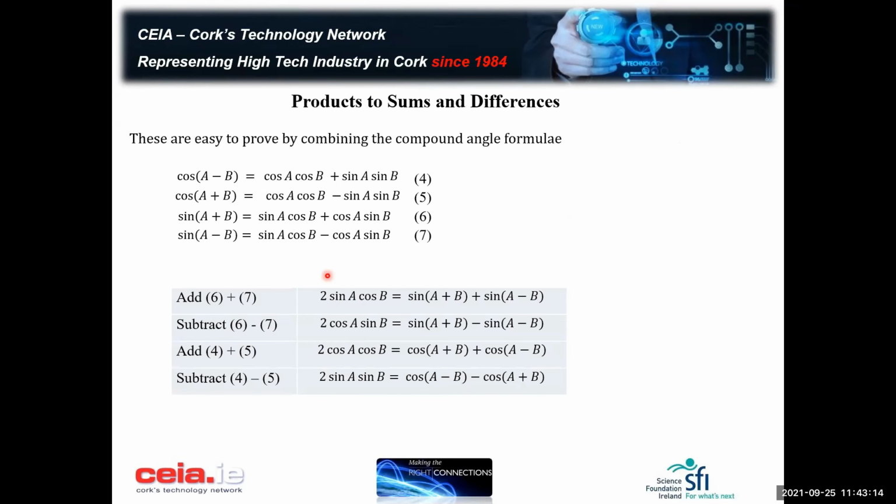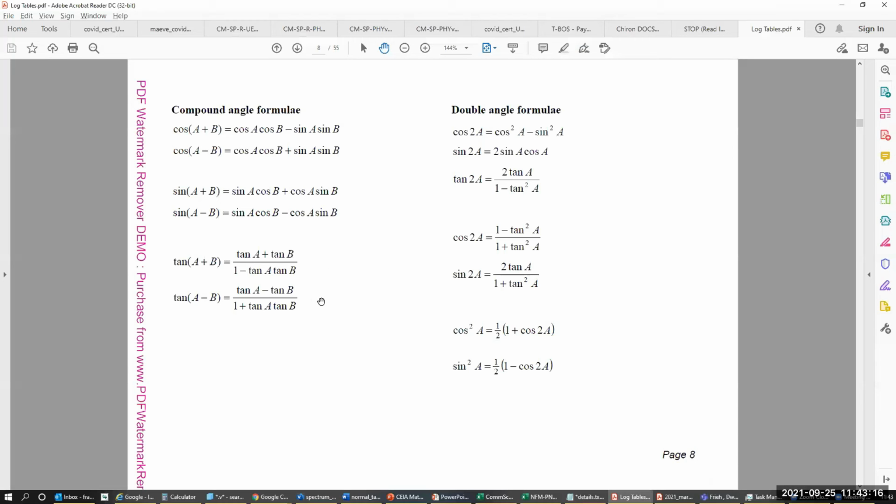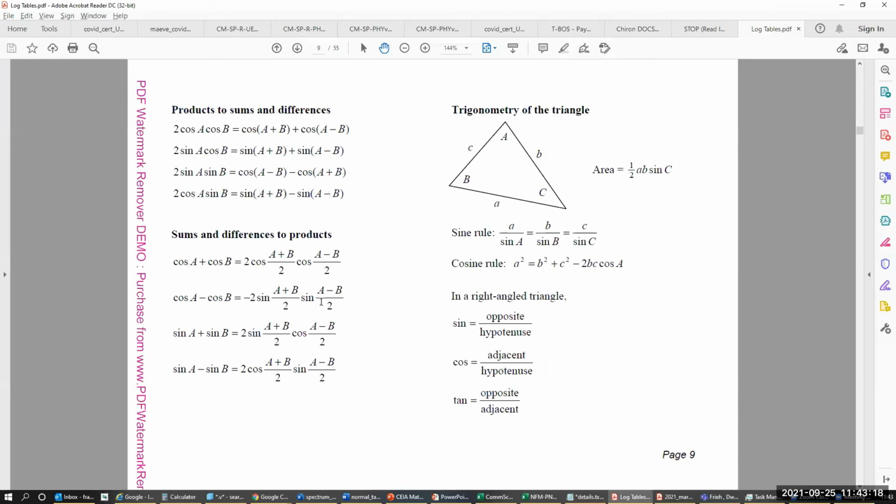Now, I'll just go back to the log tables here. There are these other, more complicated looking formulas. They're called products of sums and differences, and sums and differences of products. These I wouldn't say you need to remember, but remember that they exist.